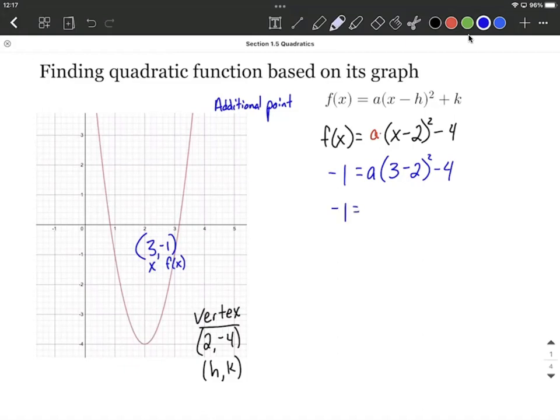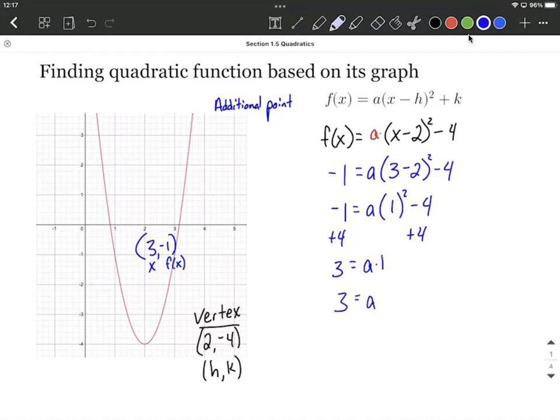So first I'm going to follow my order of operations and work what's inside the parentheses. So we have 3 minus 2 makes 1, raised to the second power, minus 4. In this case, I'm going to go ahead and add 4 to both sides. So -1 plus 4 makes 3. And then we have a times, when you have 1 squared, that's just times 1, so a is just equal to 3.